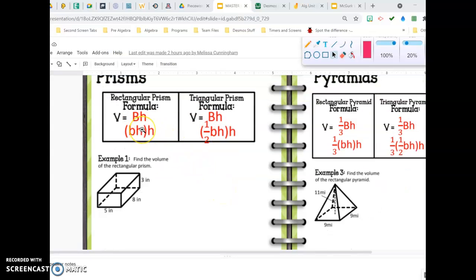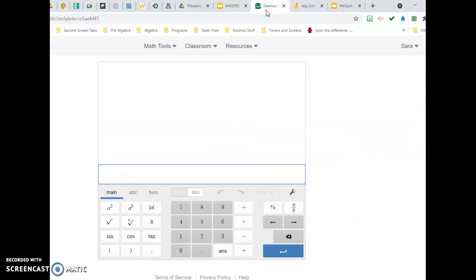So here are some formulas, and you might want to keep these notes handy as you're working on your IXL assignment today too. You also want to have a calculator handy, whether it's your own calculator or your Desmos Scientific Calculator, which is at the top of your Schoology page.